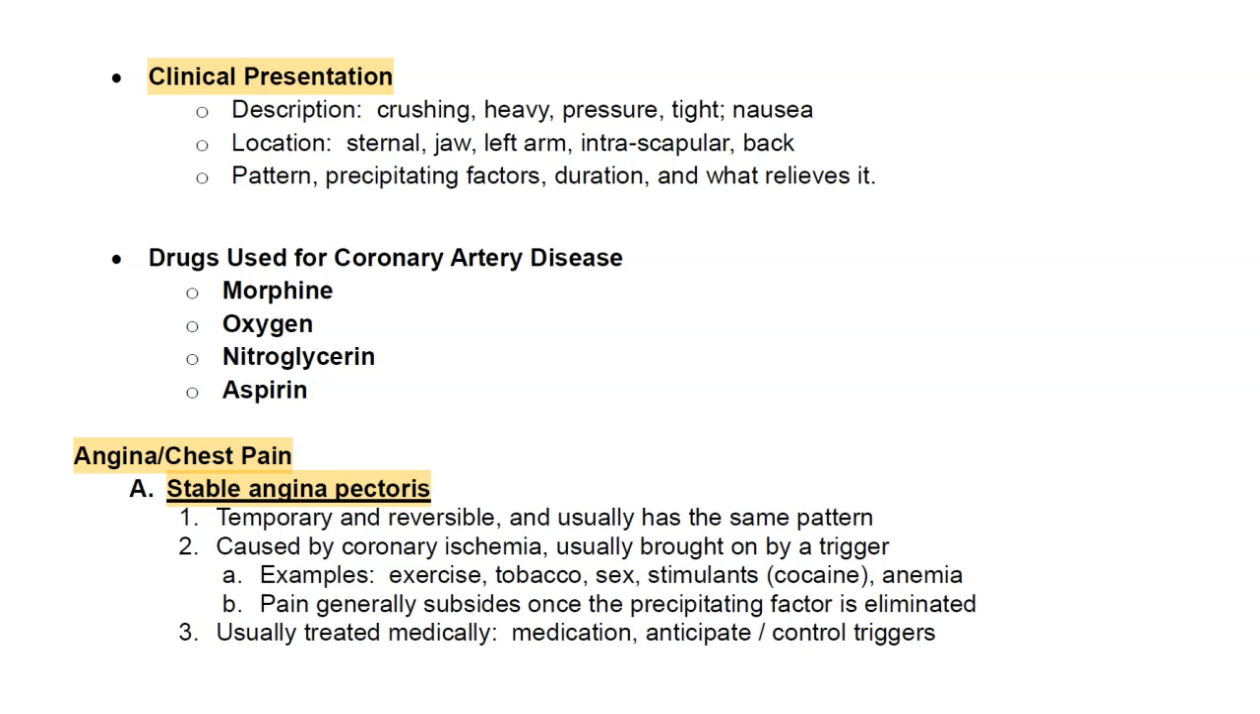Now, there are some drugs that we use for CAD. So morphine, oxygen, nitroglycerin, and aspirin are all used for CAD. And so when you think about it, CAD is a problem within the vessel, right? So typically it's because of narrowing or spasming of the vessel and not allowing blood flow up to the coronary artery. So what happens?